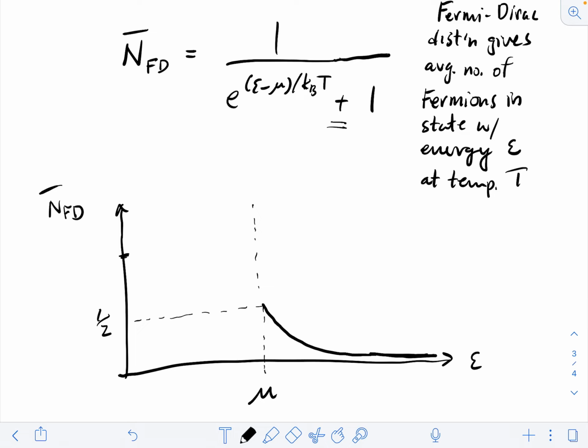And so over here, maybe fix that. If we double the height, this is 1 over here. And so for large negative values of epsilon minus mu, we get 1. And then this has to smoothly connect with the rest of the curve. And so this is the Fermi-Dirac distribution, and so you never have in any given state more than one particle.